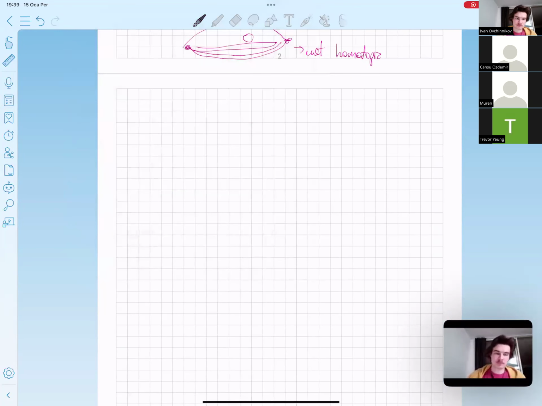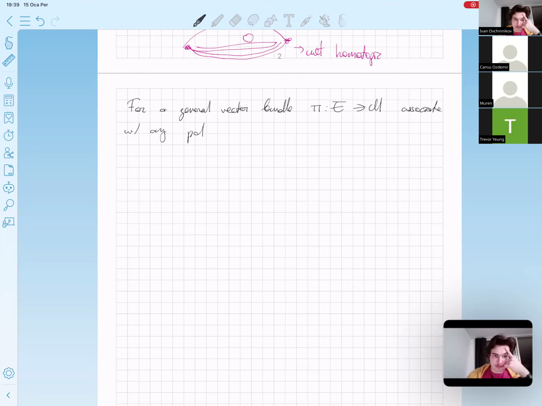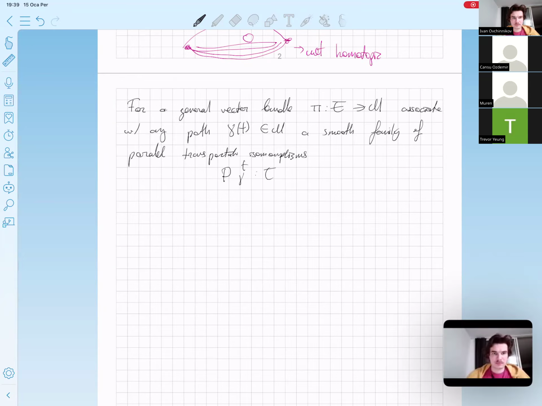So for a general vector bundle E to M, you want to associate with any path a smooth family of parallel transportation isomorphisms, with at 0 we want it to be the identity.